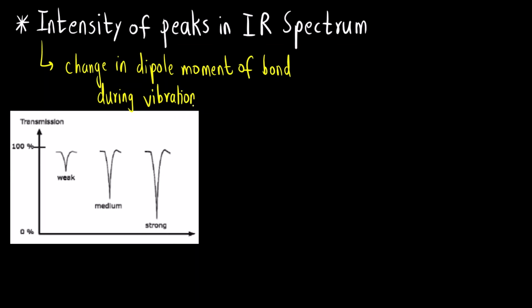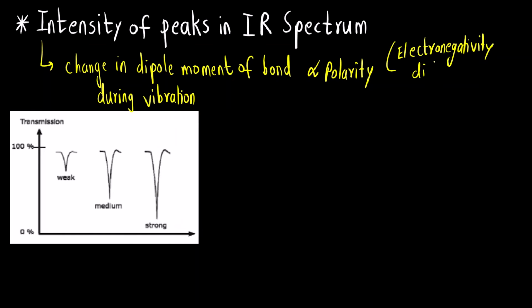Okay, now what does this mean? And what does this depend on? This depends on the polarity of the bond. And polarity, we know it depends on what? It depends on the electronegativity difference of the bond.